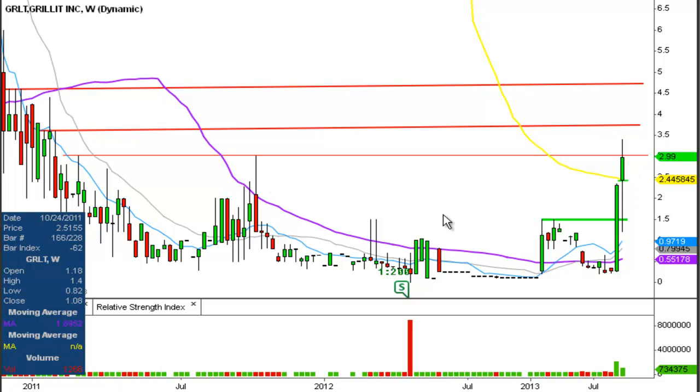So again, resistance wise, $3, very skinny red line, because I don't foresee that putting up much of a fight. Then you have 360 and then 460 as the next levels of resistance. So all in all, very interesting chart, very explosive chart. So we'll have to see what happens. If there are any other questions on the chart, please let me know. If not, once again, this was GRLT. Thanks for listening.